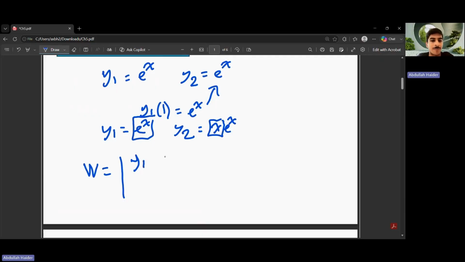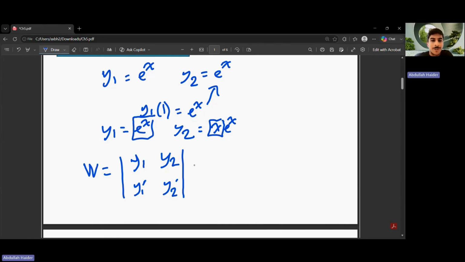So if I have y1, y2, and y1 prime, and y2 prime, you need to know the Wronskian. You will need this later for the variation of parameters. This is the formula. This is a matrix essentially. So we have the Wronskian, which equals y1, y2, y1 prime, y2 prime, in a matrix.